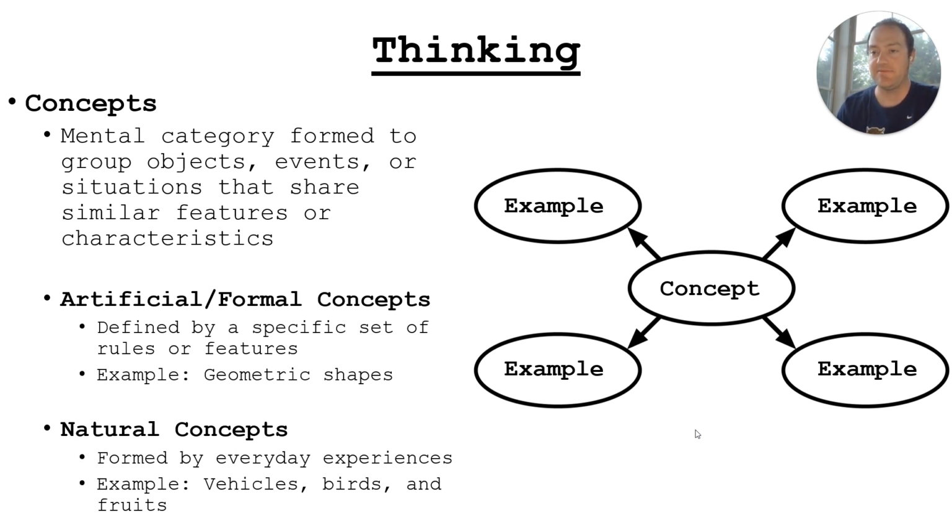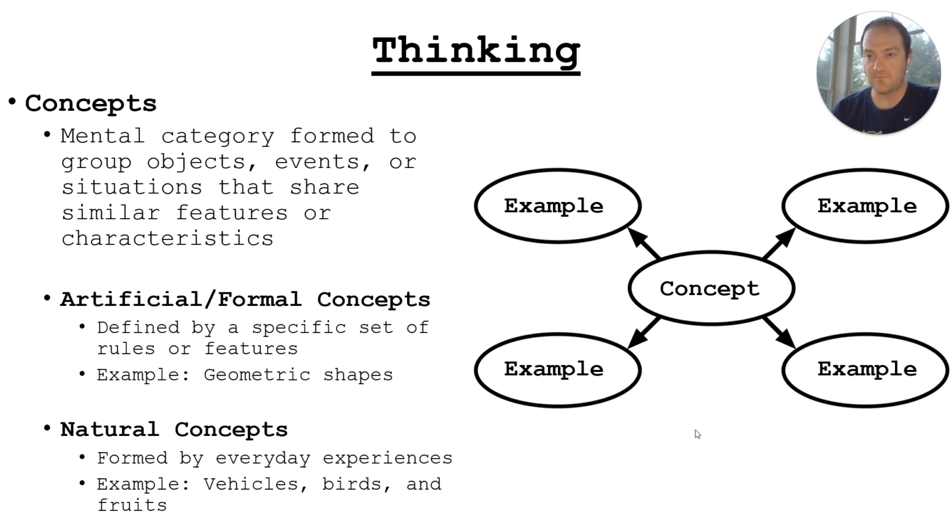Whatever that concept is, we group those similar examples of that concept together because of how similar they are to one another. Okay, and these are usually divided into two types of concepts. There's artificial or formal concepts, basically the same thing. These are specific rules, specific features.